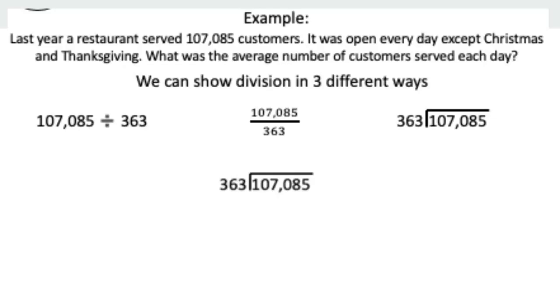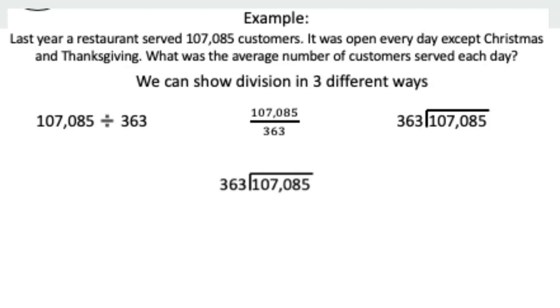And this is the first example in your notes, so hopefully you have your notes out, the 5-1, and you're looking through this. Last year, a restaurant served 107,085 customers. It was open every day except Christmas and Thanksgiving. What was the average number of customers served each day?